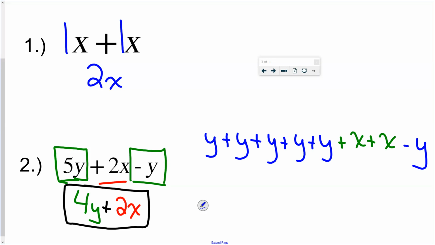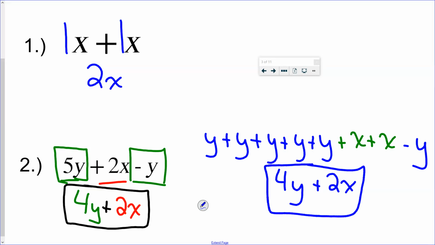So if we look at it this way, if we break it down, we can go, well, we've got y plus y, so there's 1, 2, 3, 4, 5, I have 5y, well, I need to take away 1y, so that gives me the 4y. And then how many x's do I have? I have plus 2x. So that's taking this and kind of expanding it.